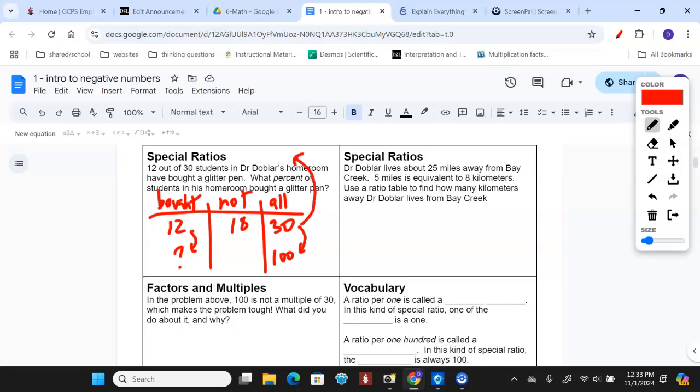12, 18, and 30 can all be divided by 3, common factor of 3. So if I divide all those by 3, that's the same as 4 buying, 6 not buying out of 10 in all. Same ratio if you divide by 3, divide by 3, divide by 3. So 12 out of 30 is the same as 4 out of 10 buying it. And now from 10, I can get to 100 by multiplying by 10. So 4, I can get to here. I would, of course, also multiply by 10. So multiply by 10 here, and 40 out of every 100, or 40% of the students, bought a glitter pen.